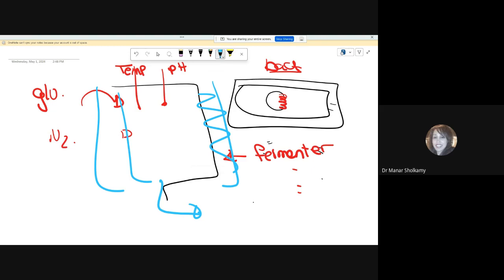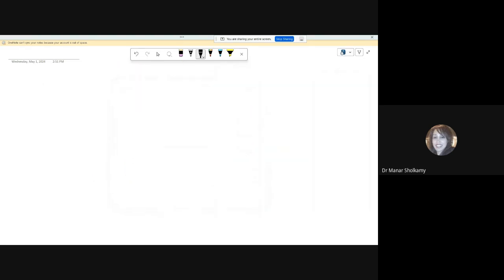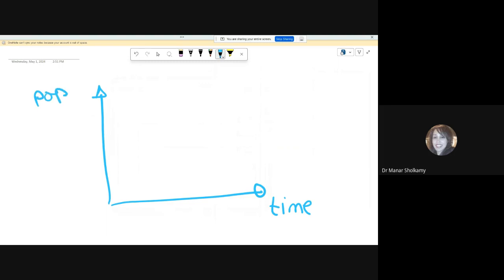Now, this is also a good chance for us to revise the population of the bacteria inside the fermenter and how this population changes with time. So remind me of the population curve of the bacteria. We have the population curve of the bacteria with time on the x-axis and the population of the bacteria on the y-axis. How does the curve look like? And what is the name of the curve? And what are the different parts of the curve?